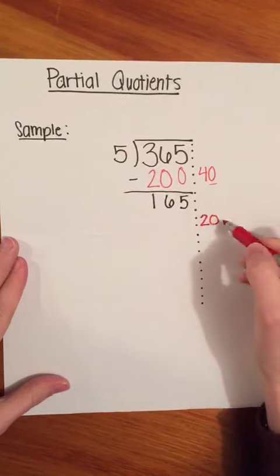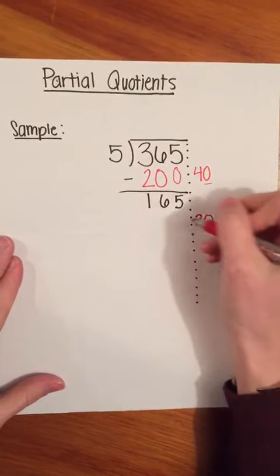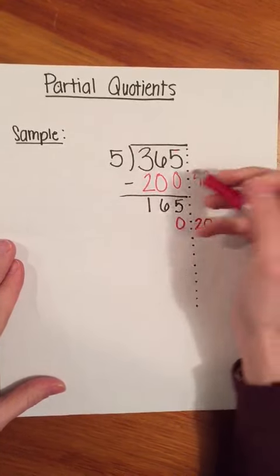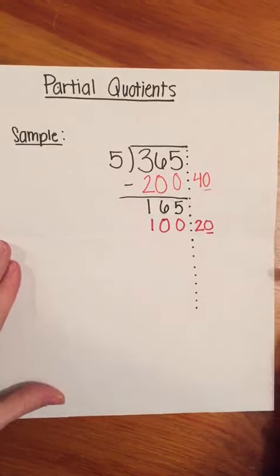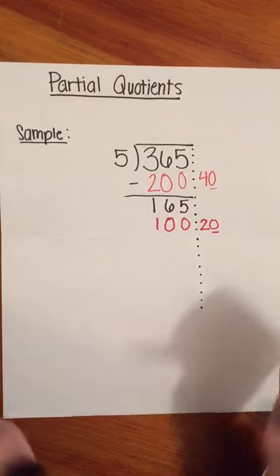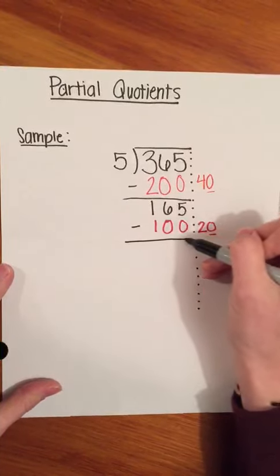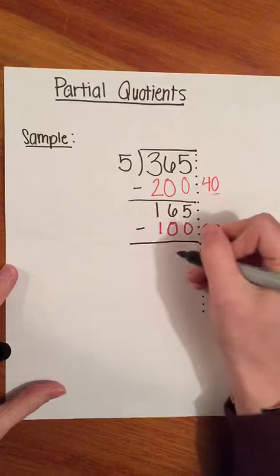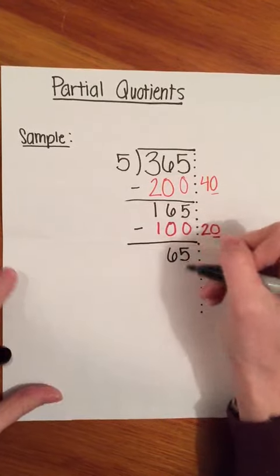Now I want to make sure my numbers line up, so I add my 0. 5 times 2 is 10, and that gives me 165 minus 100. So when I do 165 minus 100, I end up with 65.